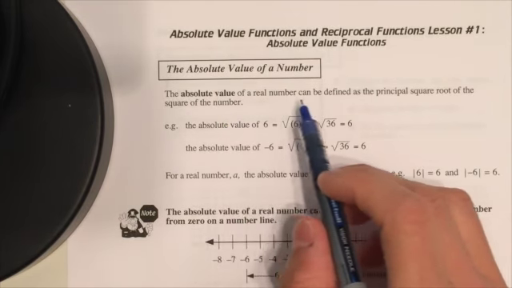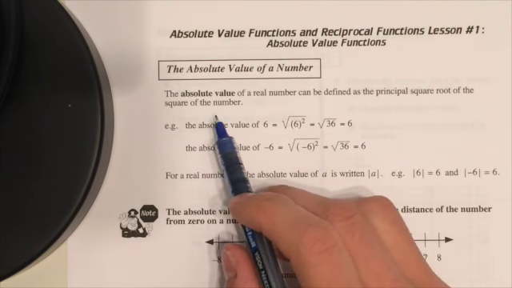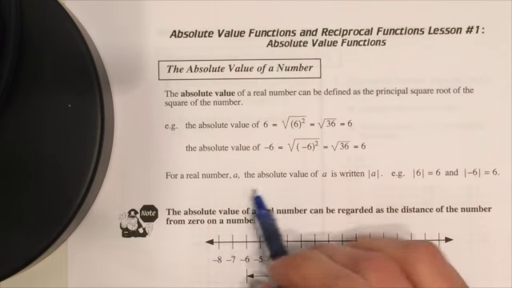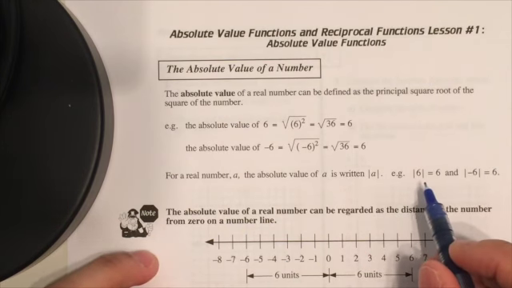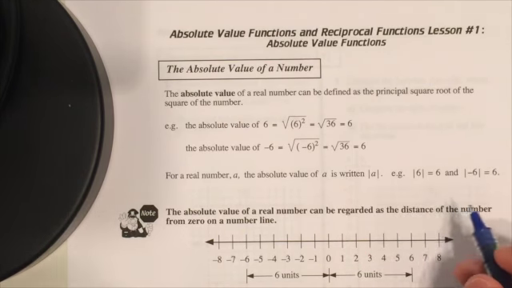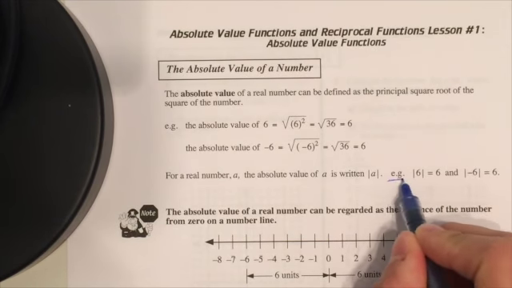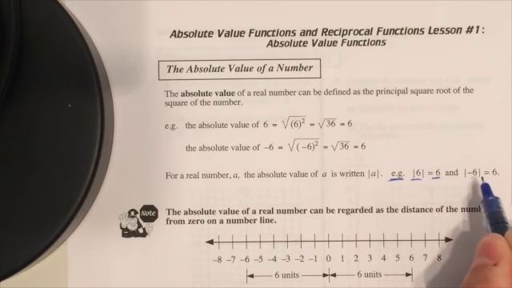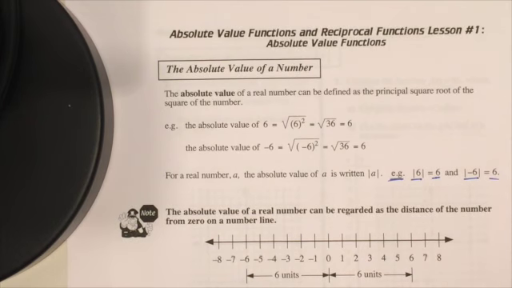The absolute value of a real number can be defined as the principal square root of the square of the number. Now, if this seems confusing, don't worry, just bear with me, and I'll show you an easier way to think about what these absolute values actually mean. If we look at this example down here, the absolute value of 6 is equal to 6, and the absolute value of negative 6 is 6.